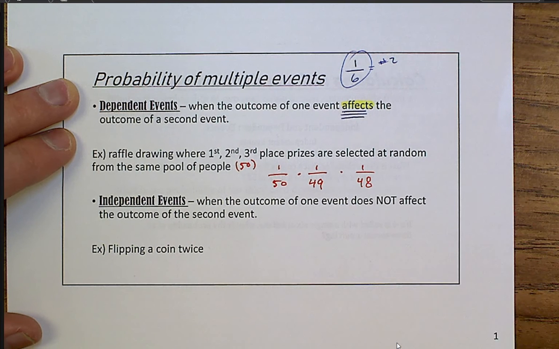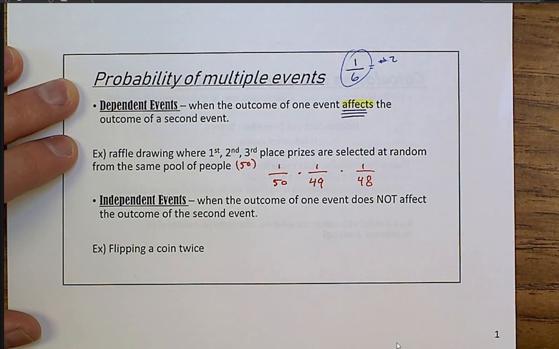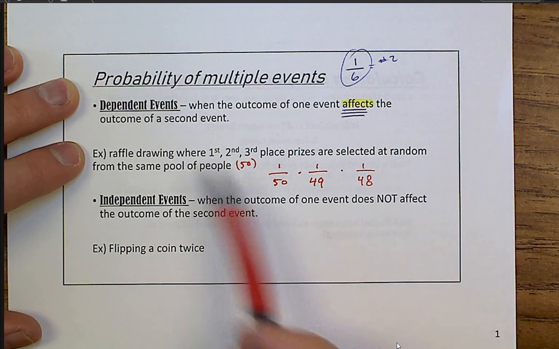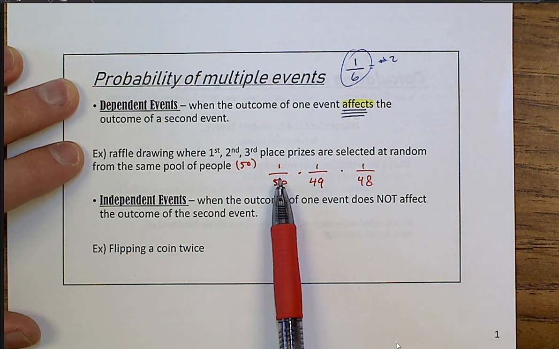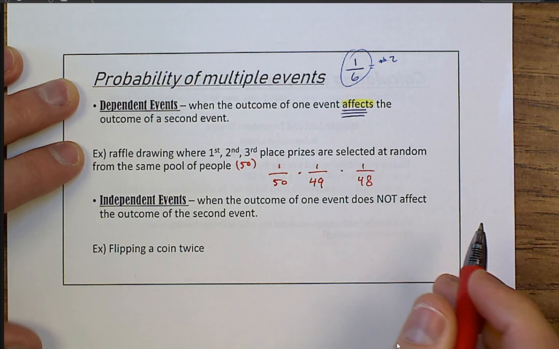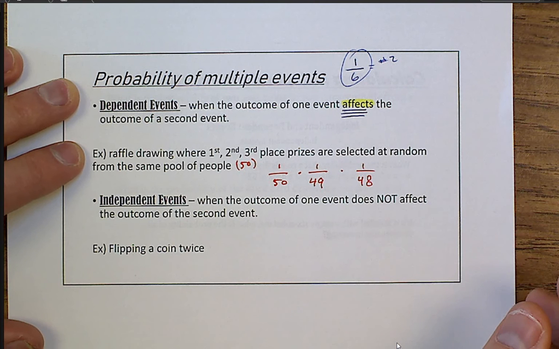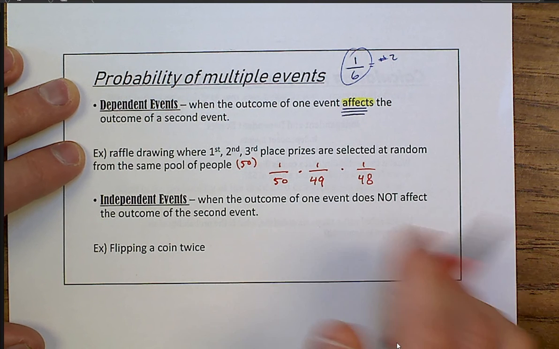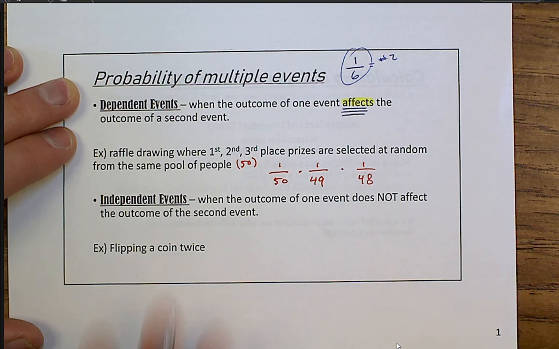That is basically how you would give an example of dependent events, where the first events affect the rest. We could multiply those together and figure out your percentages of winning first place, second place, or third place, and we'll get into that in a little bit, but this is just describing how those things work.